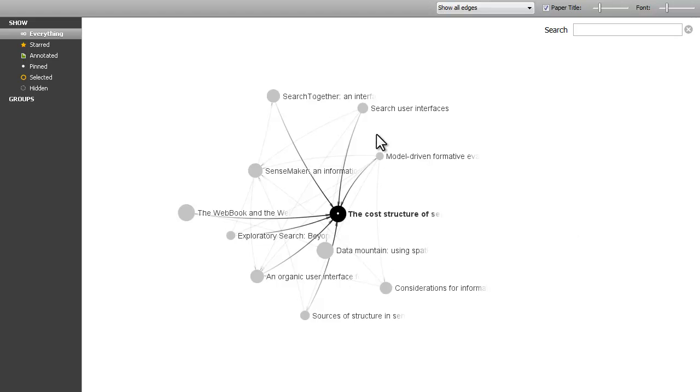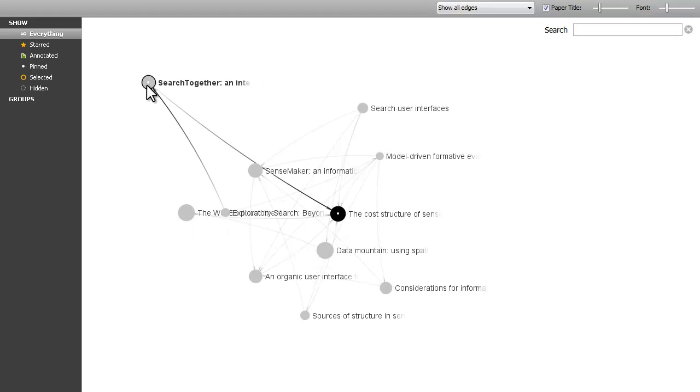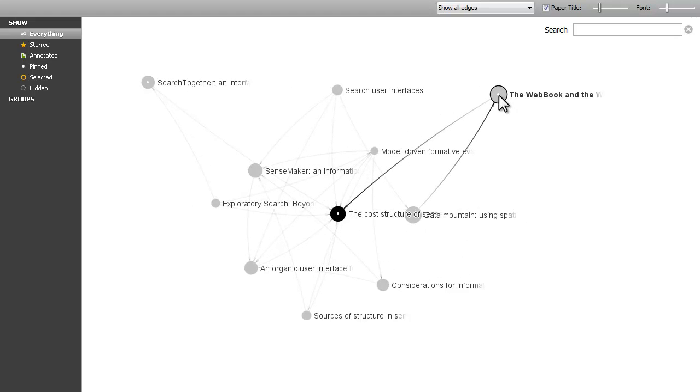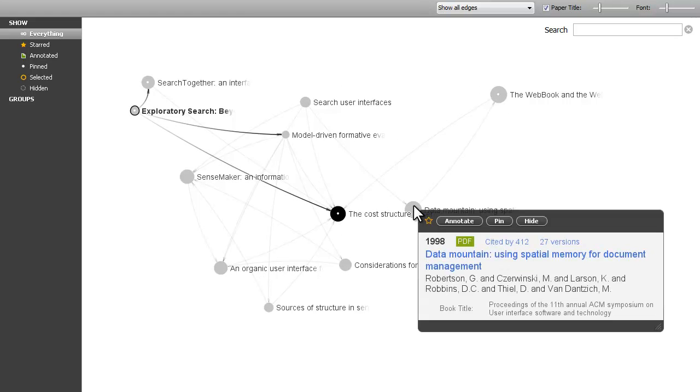By quickly skimming through the papers, Jane sees that some of them are about information visualization, and some are about collaborative search. So she separates them temporarily by moving and pinning them to two corners, and moves the rest of them out of her way, hiding some of them.